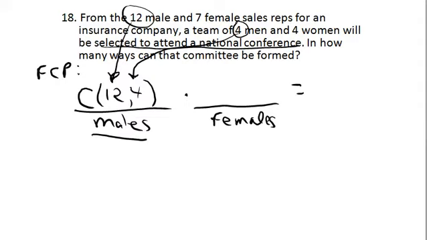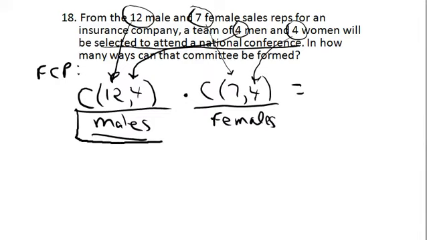The women, again, order doesn't matter, so it's a combination. You're just choosing them to go. It doesn't matter what order you chose them in. And this time you're choosing from the 7 females. There are only 7 females. But you're choosing 4 to go. So according to the fundamental counting principle, the product of the number of ways to choose the males and the number of ways to choose the females will give you the total number of ways to select the group of 8 people who will be going.